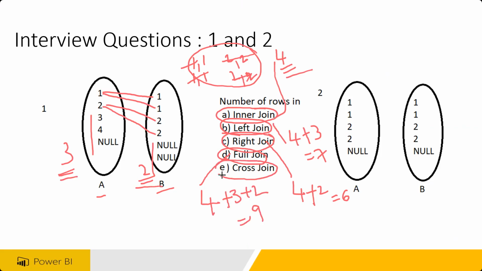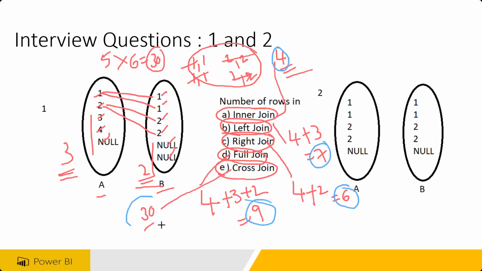Cross join data is nothing but the number of rows in the first table multiplied by the number of rows in the second table. So I have 1, 2, 3, 4, 5 multiplied by 1, 2, 3, 4, 5, 6. So 5 into 6 is 30. This will be your cross join data. Am I clear? So what is the answer now? You tell me. The answer is 4, 7, 6, 9 and 30.